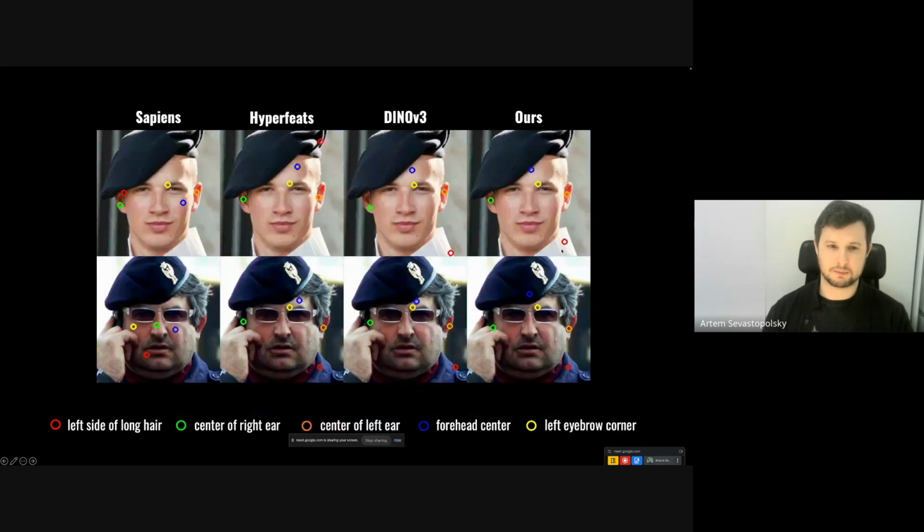And here's another example. With facial accessories or head accessories, the problem becomes a bit harder, but our method can tackle it because in the training data we had quite a lot of those examples. And the point tracker could track the points along the course of the video. So for our method, it's not such a big problem as for the other methods. For example, if you look at the forehead center in the bottom row, all of the baselines fail, but our method finds the forehead center successfully.